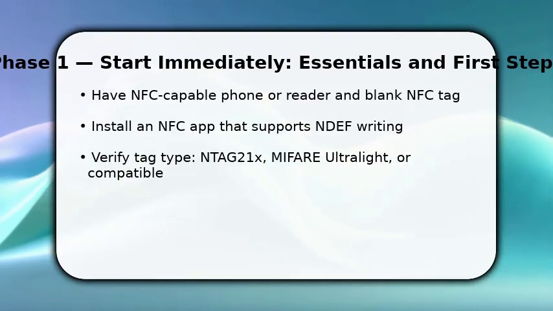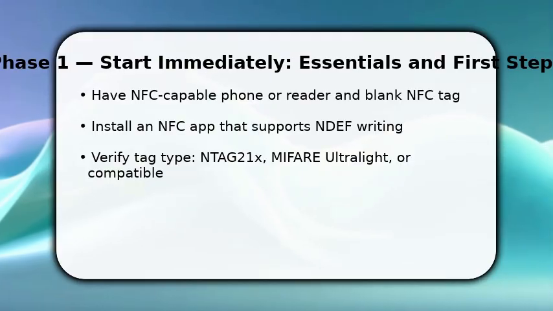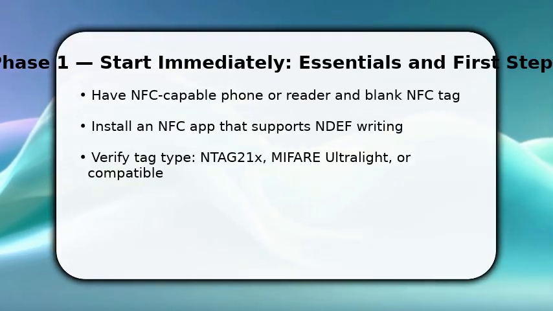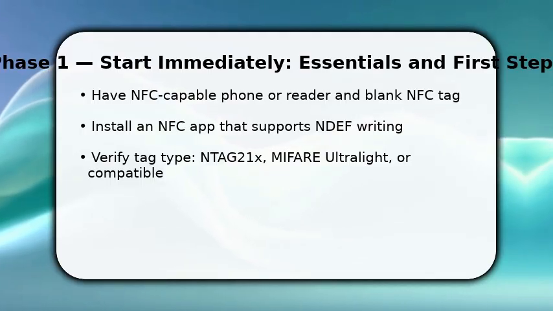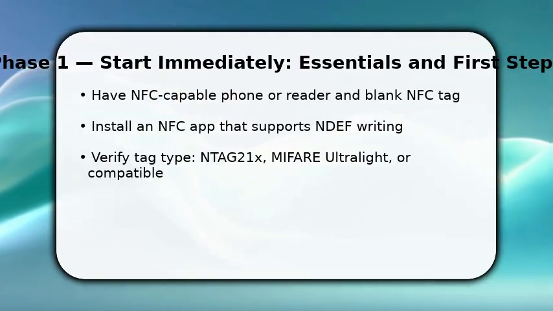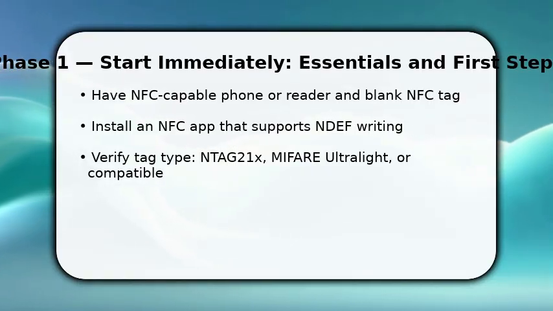You start by confirming hardware and permissions. You have an NFC-capable phone or USB reader. Open the NFC app and grant needed permissions. Once done, tap the blank NFC tag to the reader area and let the app detect tag type so you know capacity and security features.